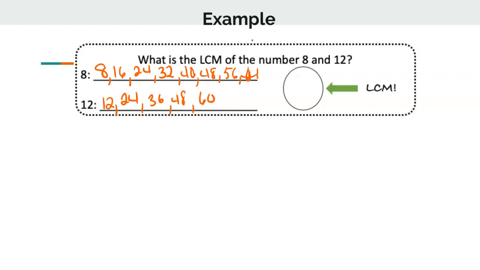Okay, I could have stopped a lot earlier. When you're doing this, as soon as you get a common multiple with your second number, you can stop listing off your multiples. I got one pretty quickly with 24. That means the least common multiple of 8 and 12 is 24. I have other common multiples, such as 48, but they're not the least common multiple.